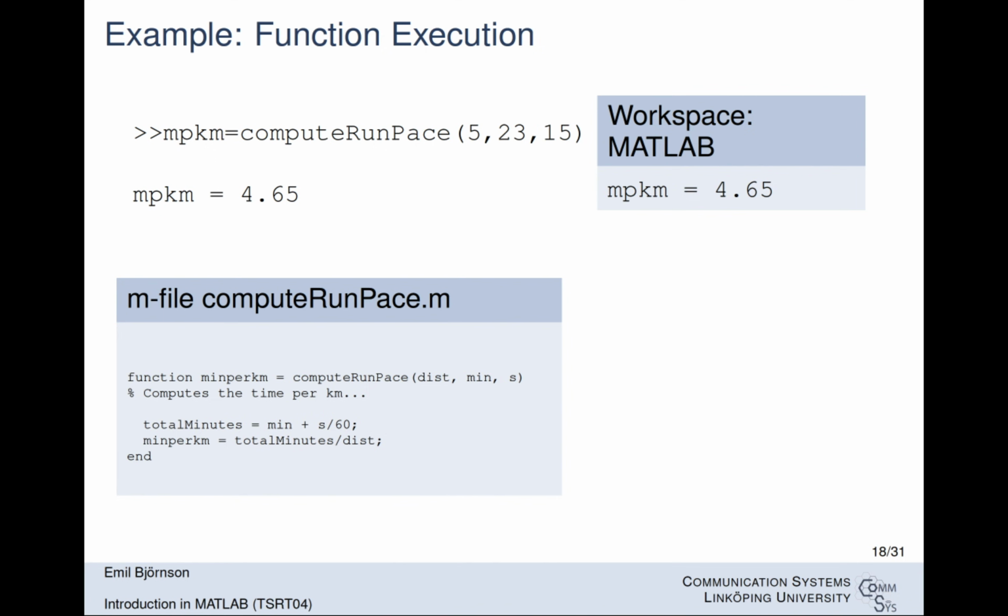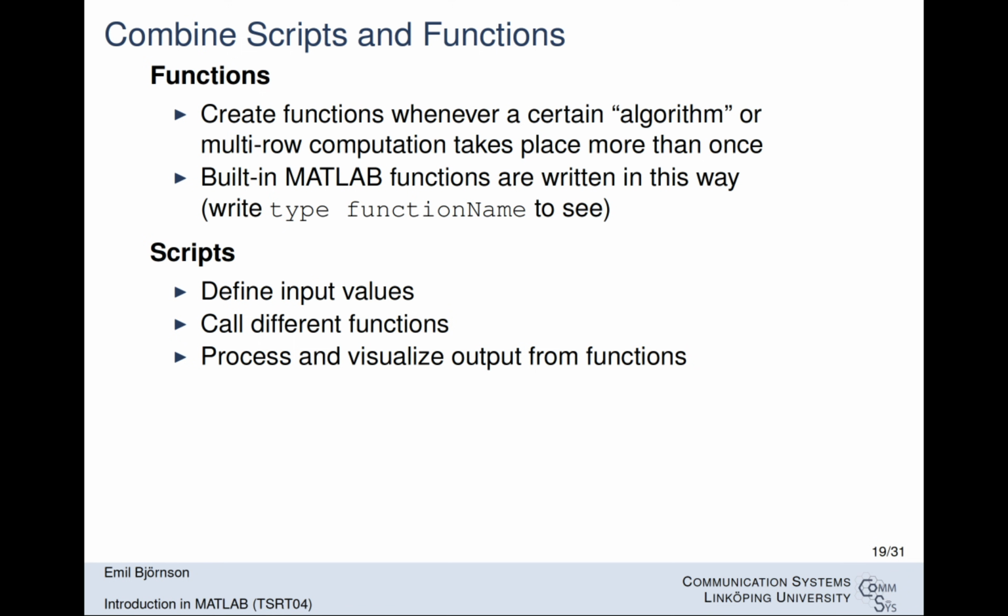So this is how a function works when it executes. So you are putting all the computation that you like into a function. The input is the information you can send into it. The output is the information that you can take out of it. And the rest of it is just internal. A combination of scripts and functions is what you're going to use in MATLAB when you are programming yourself. Functions are created whenever you have an algorithm or some multi-row computation that you will use more than once. And you're testing it properly, make sure that it does what it should, and then you save it as an M file and you don't need to go in and touch it again.